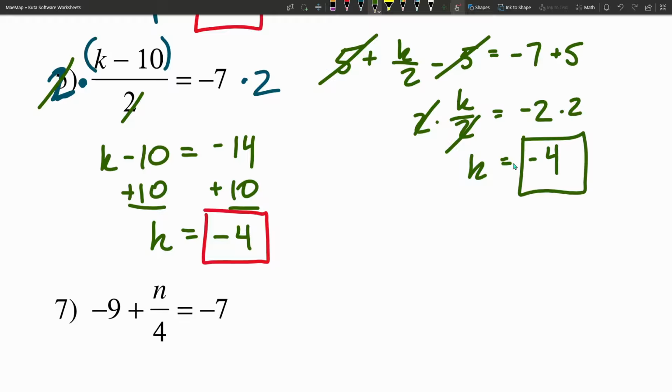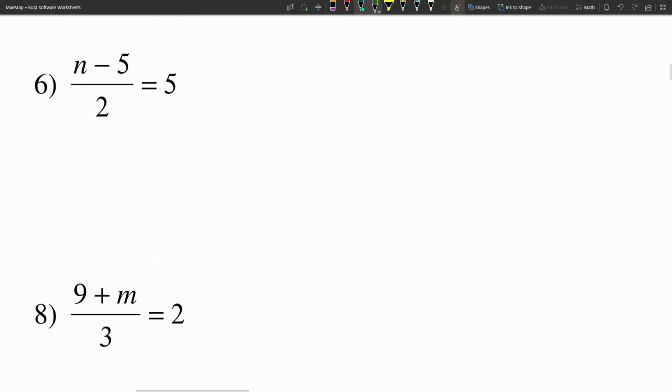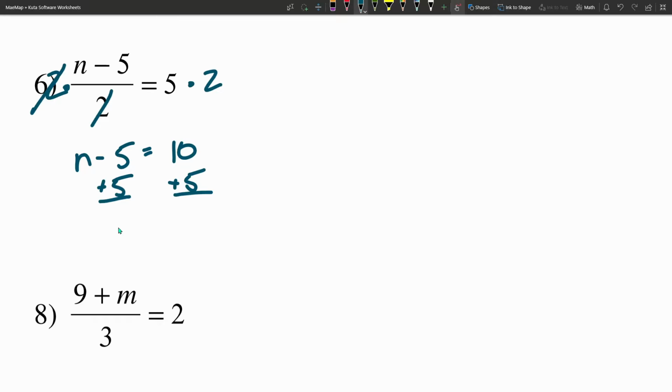Let's move on to number 6. In number 6, same kind of deal. You can think of this n minus 5 as having parentheses around it. So what we're going to start with is multiplying by 2, in order to cancel the 2 out of that denominator. So we'll get n minus 5 equals 5 times 2. 5 times 2, that's simply 10. Now to finish this problem out, add 5 to both sides so that we isolate that variable. So n is going to be equal to 15. So 15 is our solution in number 6.